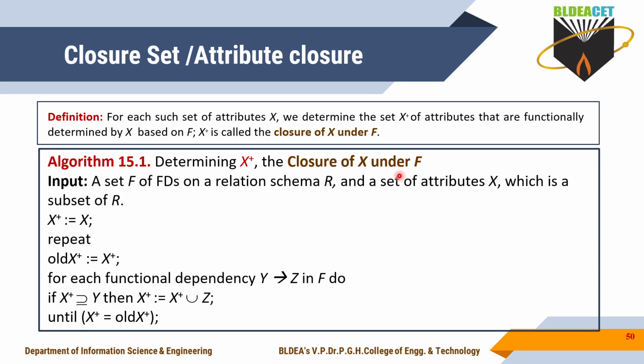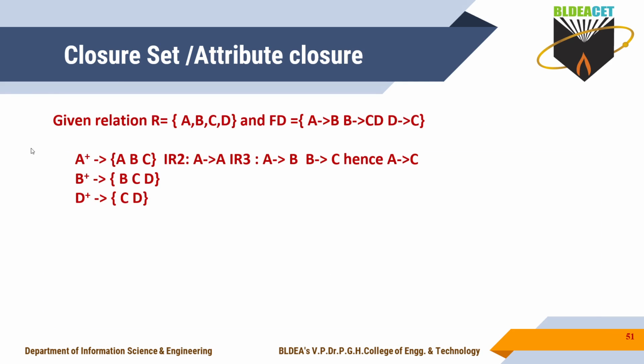Okay, so let's see the same algorithm with one example. Assume that this is the given relation schema R, and R contains the attributes A, B, C, D. And this is the set of functional dependencies, which I have taken as F. The functional dependencies are: A determines B, B determines CD, and D determines C. These are the set of functional dependencies here.